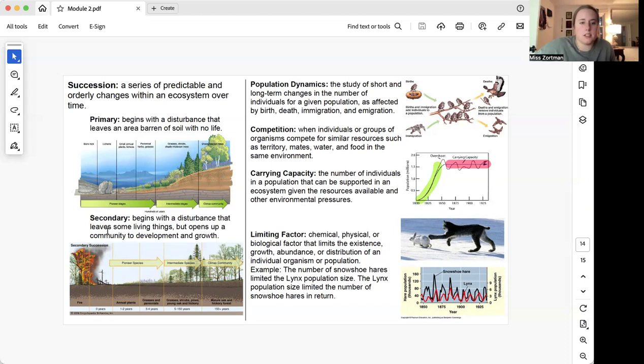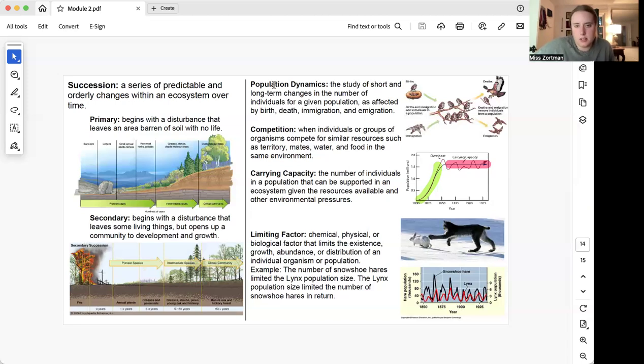Secondary means, I always say S for soil. So wildfire is the biggest example. Forest burns down, but there's still soil, there's still seeds laying around. So small plants can start to build again until we eventually grow our larger species again.